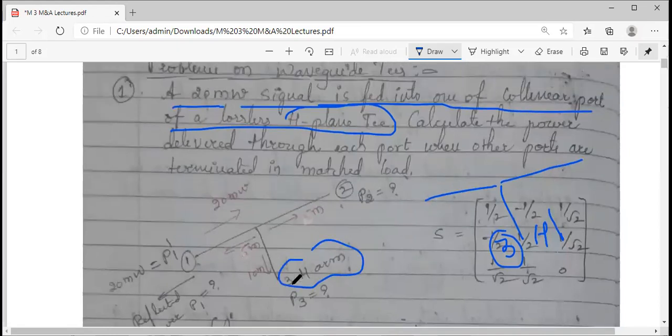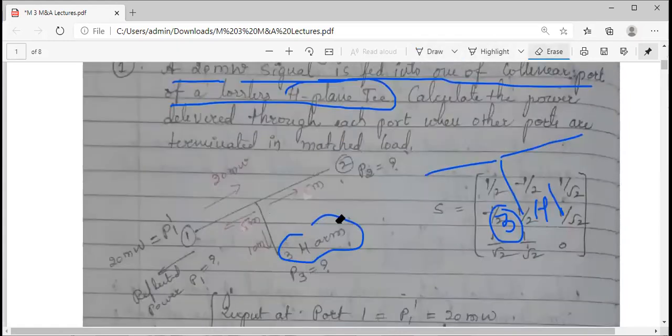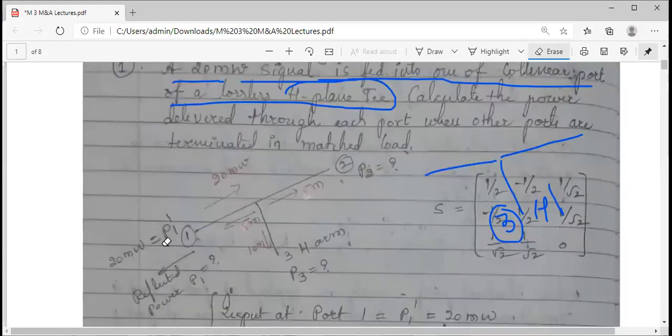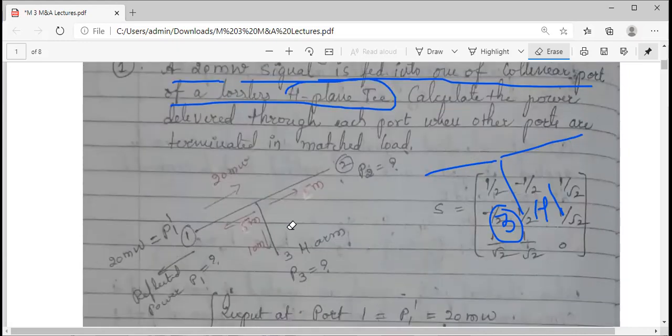Here you are feeding the power. A 20 milliwatt signal is fed into one of the collinear ports, so either it is P1 or P2. Here I am considering the input power is fed through port 1. Calculate the power delivered through each port when the other ports are terminated in matched load. You know that matched load means there will be no reflections.